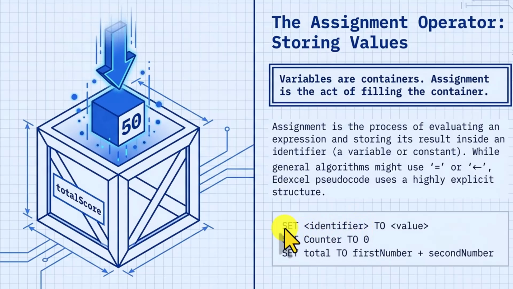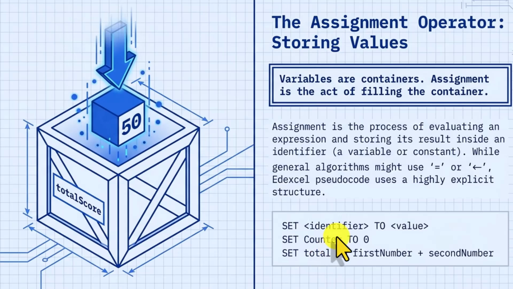and the final value will be stored in the variable that is written on the left side of this. On the other hand, in pseudocode, the syntax is: set, then the identifier or variable name, to the value. For example, set counter to 0. Now the value 0 will be stored inside the variable counter. And set total to first number plus second number. Now whatever value is stored in first number and whatever value is stored in second number will be added together, and the final result will be stored inside the variable total.